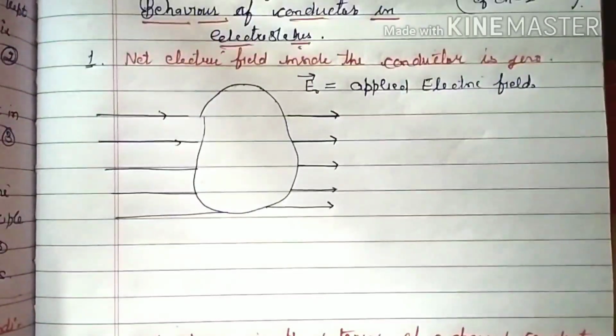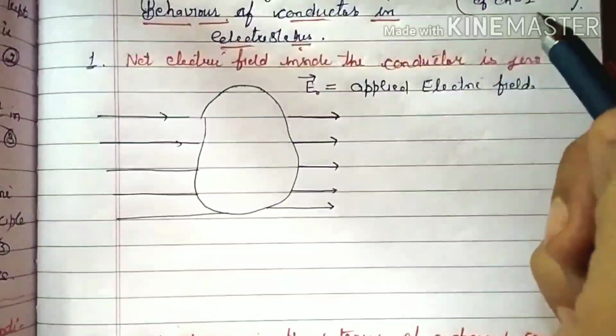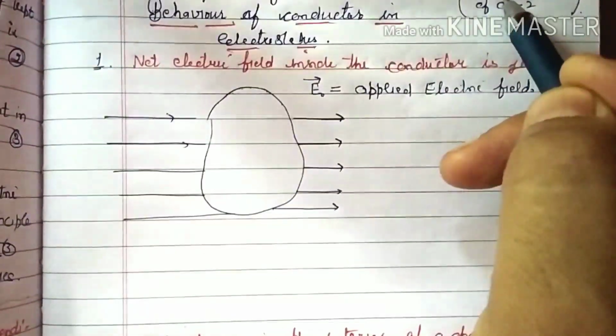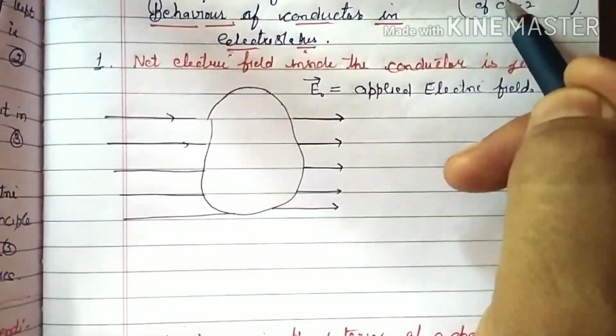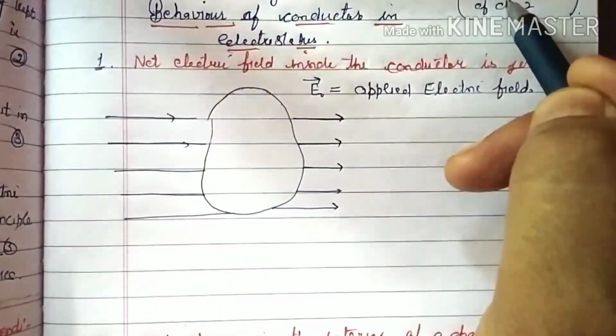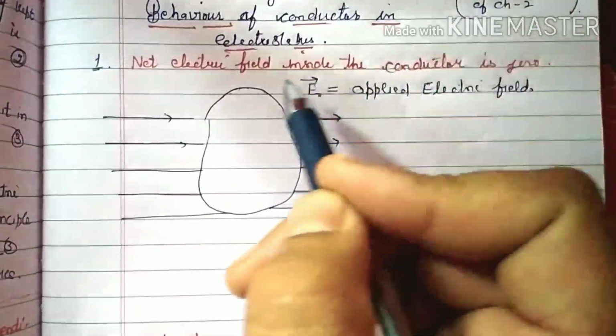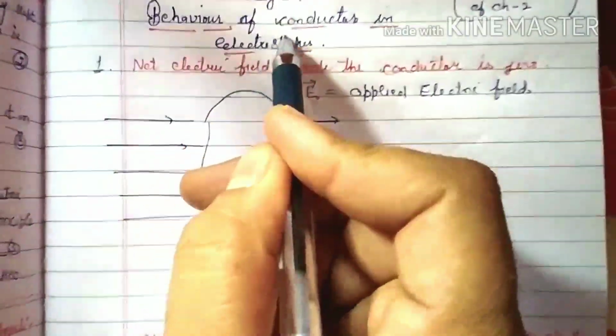Hello students, today we are going to start the second part of this chapter, that is capacitance. Electric potential we have already completed. Now we have the second part of this chapter, capacitance. In this capacitance, our first topic is the behavior of a conductor in electrostatics.